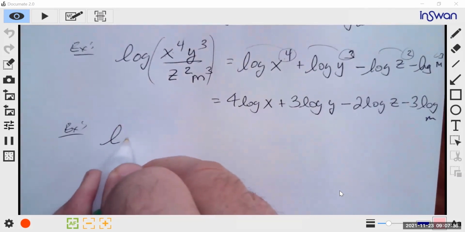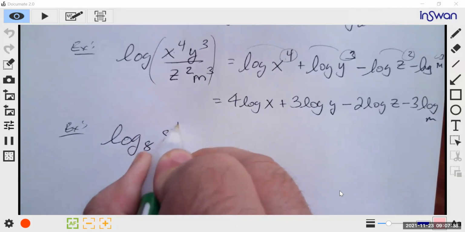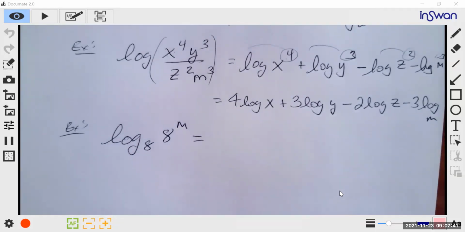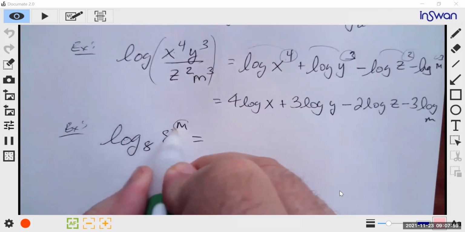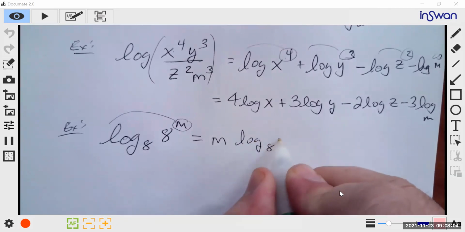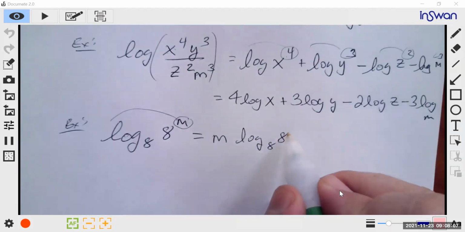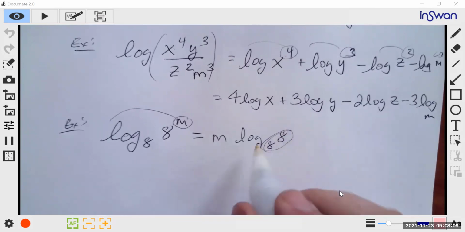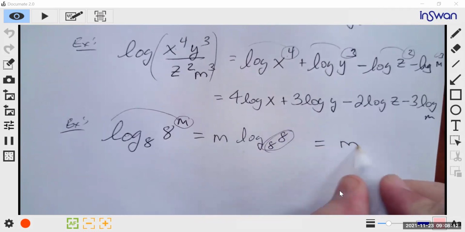What if I gave you this? What would be the final answer? Remember, you cannot have an exponent, so that m goes in front. Since these are the same numbers, that equals 1, so the answer is just m.